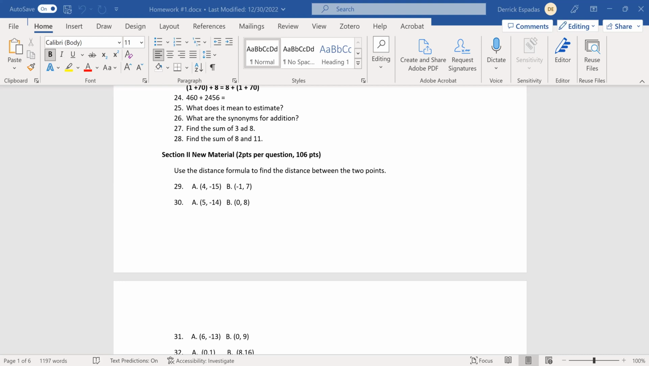-3 times -3 is 9. 2 times 2 is 4. 9 plus 4 is 13. And the square root of 13 is going to be 3.61. Closing in on the end here.